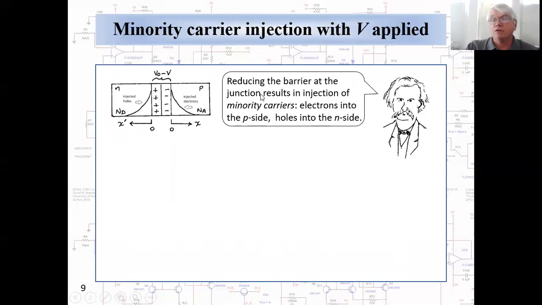Reducing the barrier at the junction, applying a voltage that opposes the contact potential, results in injection of minority carriers, electrons into the P side, and holes into the N side. Now, I have not used this terminology before, but you might consider that if holes on the N side are minority carriers and electrons on the P side are minority carriers, then holes on the P side would be majority carriers and electrons on the N side would also be majority carriers.